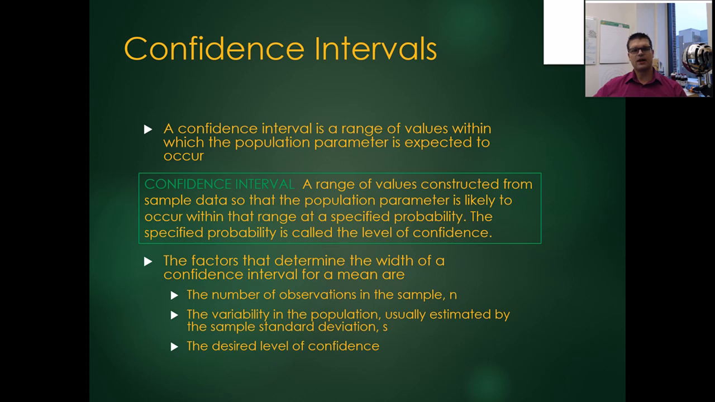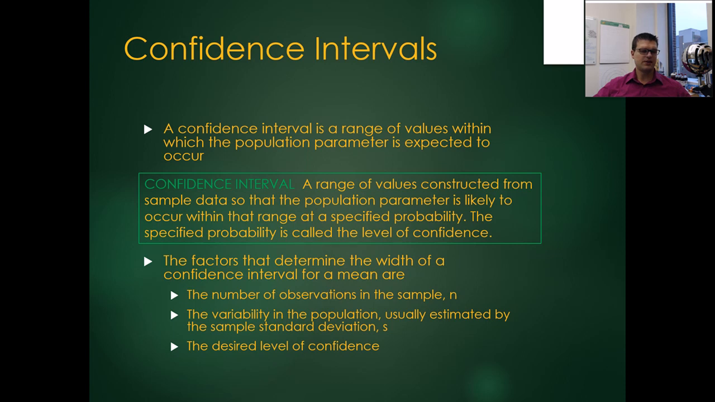Okay, so a confidence interval is a range of values within which the population parameter is expected to occur. So you've got this confidence interval, which is constructed from sample data so that the population parameter is likely to occur within that range at a specified probability. The specified probability is called the level of confidence.